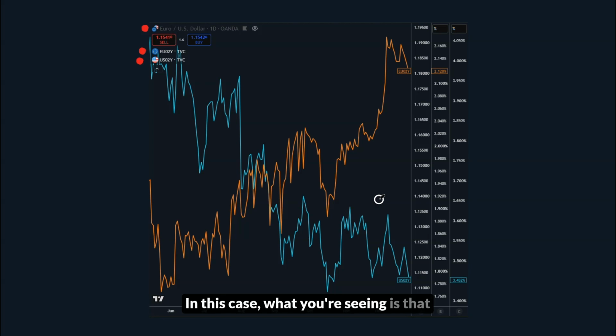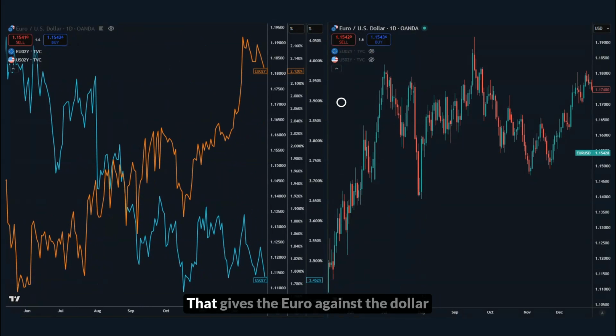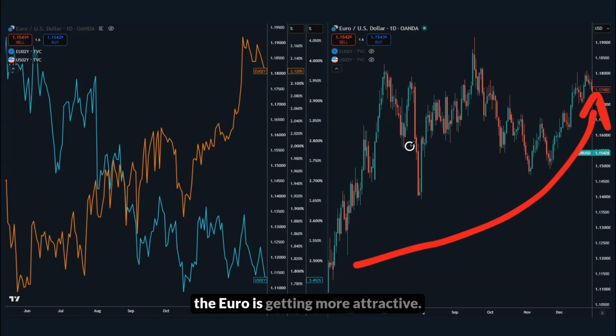In this case, what you're seeing is that the US 2-year yield is falling while the European equivalent is rising. So the rate story in this example is moving in favor of the euro against the dollar. So the market is pricing potentially higher interest rates for Europe versus potentially lower interest rates for the US. This is what you're seeing in this chart. That gives the euro against the dollar a reason to move higher. Because the euro is getting more attractive, it's starting to potentially yield more than the dollar. Yields are moving higher for Europe and lower for the dollar, making the euro against the dollar more attractive.